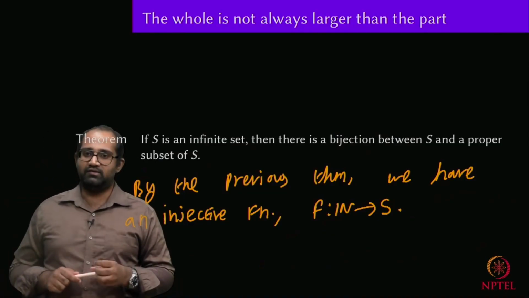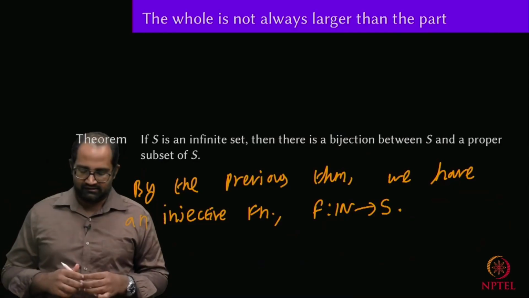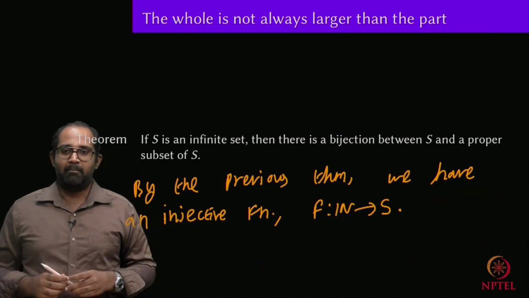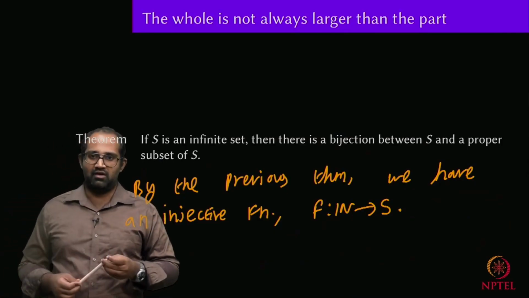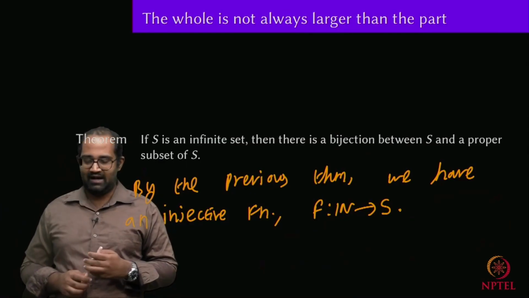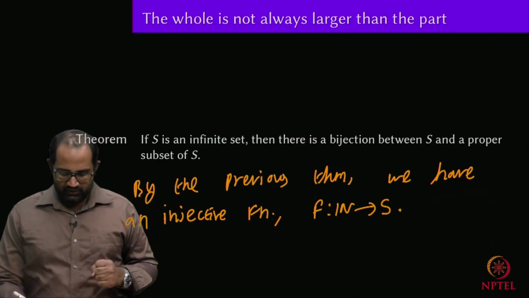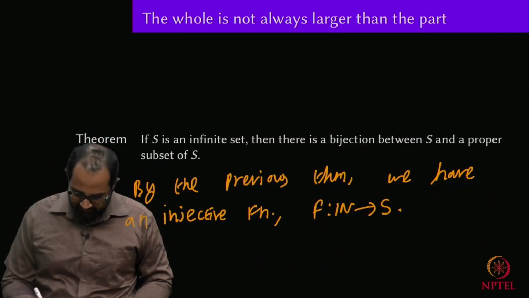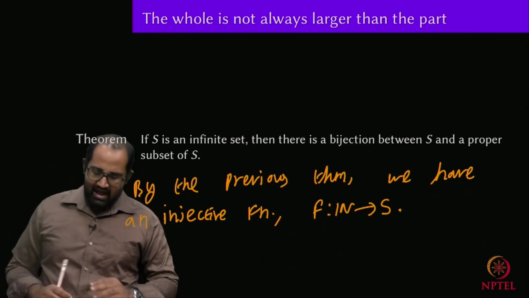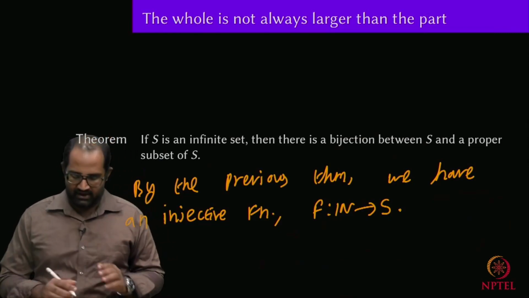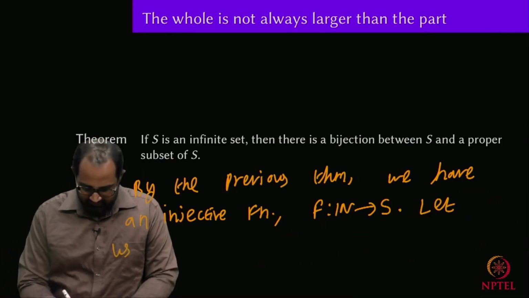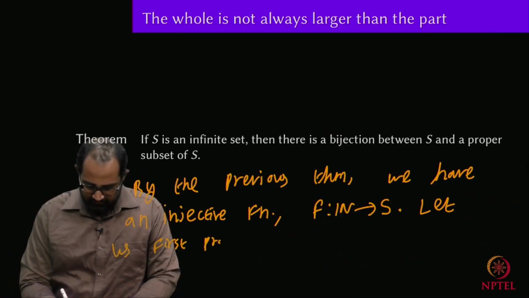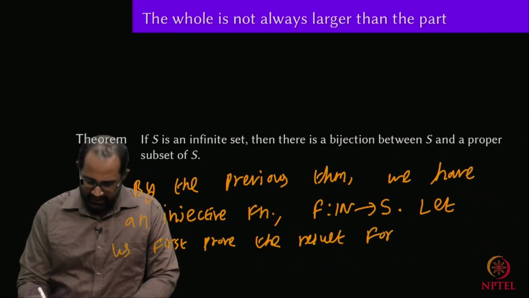Now what we are going to do is, our ignorance about the set S, we are going to make that immaterial by manipulating only the natural numbers. We have a good grip on the natural numbers. We are going to manipulate only with that. So, we have an injective function f from N to S. Let us first prove the result for N.